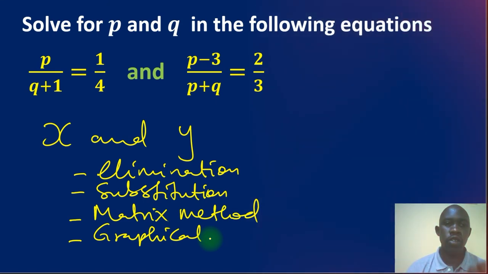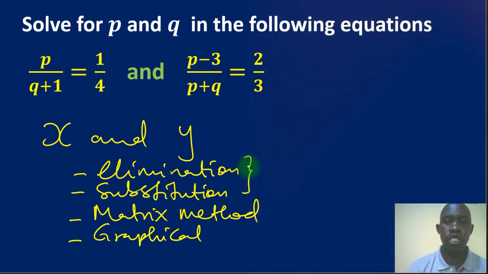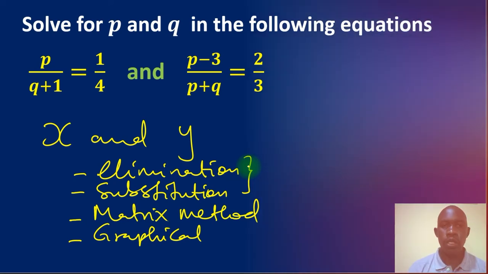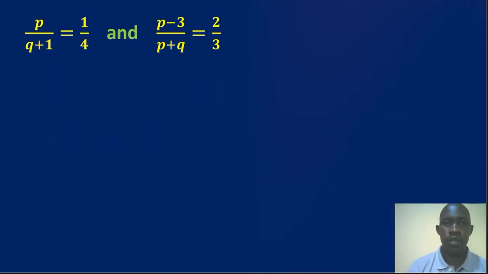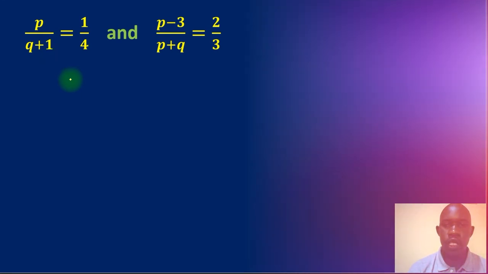So in our case, we have been given the letters P and Q, and that is what we are going to use. In that case, I will use either the elimination or the substitution method in solving this particular question. So I want you to stay tuned as I move on. So we have the two equations and they are in fractional form, so we need to rewrite them in such a way that we shall be able to solve them.